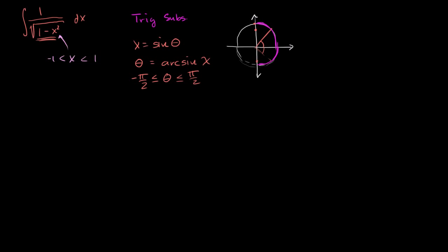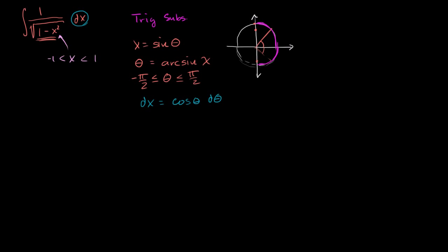But let's actually try to simplify it now. Before we do that, we could substitute x, but we're also going to have to substitute for dx. So let's figure out what dx is equal to. dx is equal to, well, the derivative of sine theta with respect to theta is cosine theta d theta. So now we're ready to actually evaluate, or at least simplify.